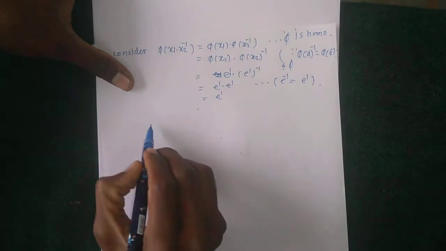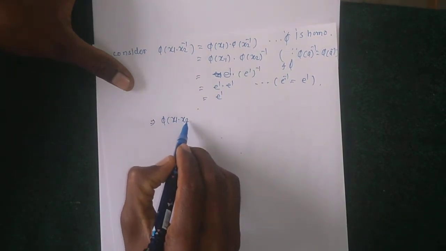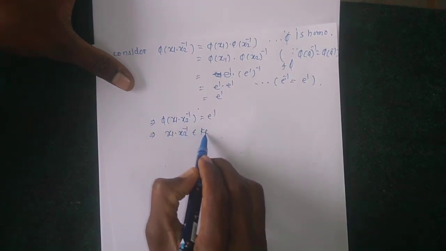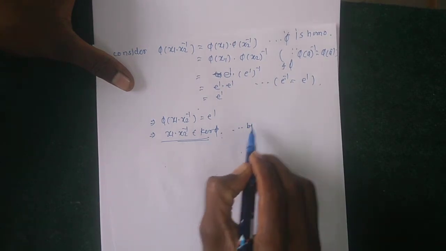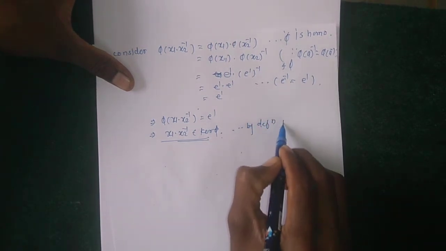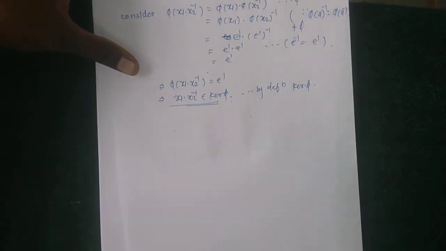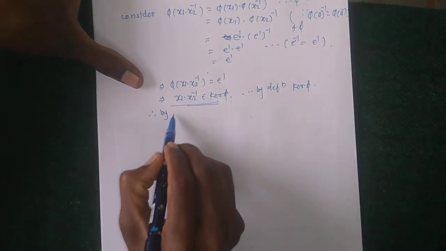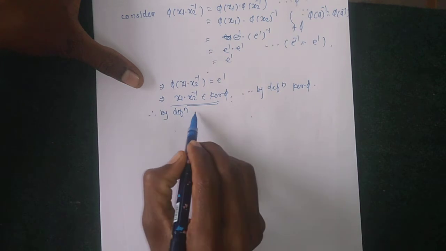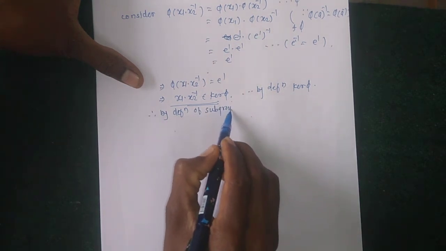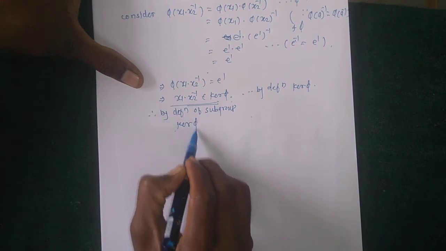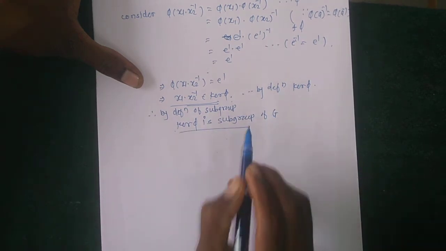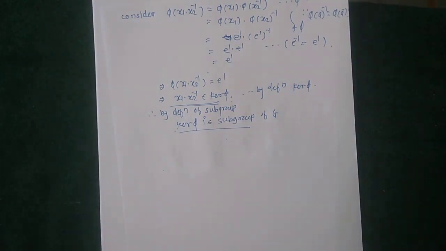Okay, so therefore phi of x1 into x2 inverse equals e dash, which implies that x1 into x2 inverse belongs to kernel phi by the definition of kernel phi. Using the definition of kernel phi, x1 x2 inverse belongs to kernel phi, where x1 and x2 belong to kernel phi, and therefore by the subgroup test, or by the definition of subgroup, kernel phi is a subgroup of G.